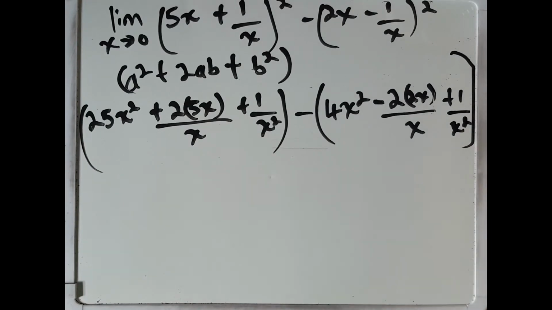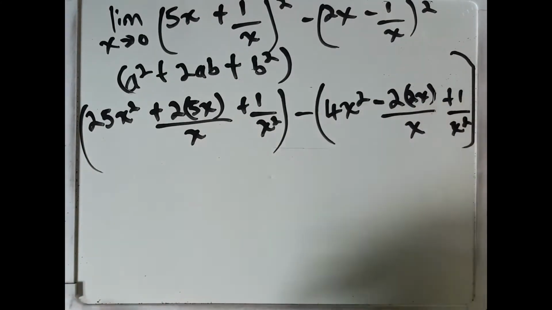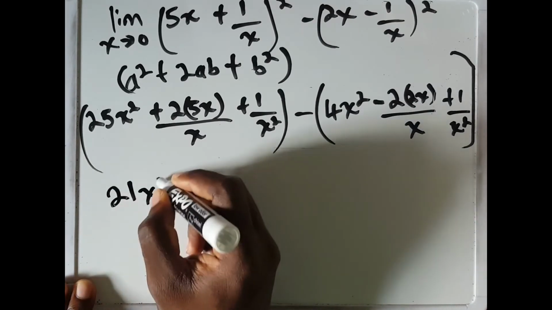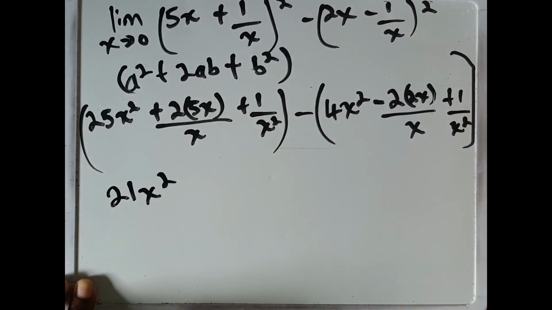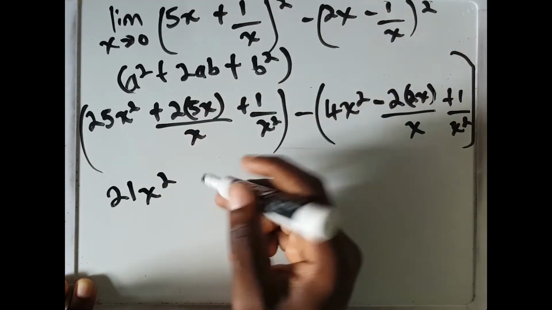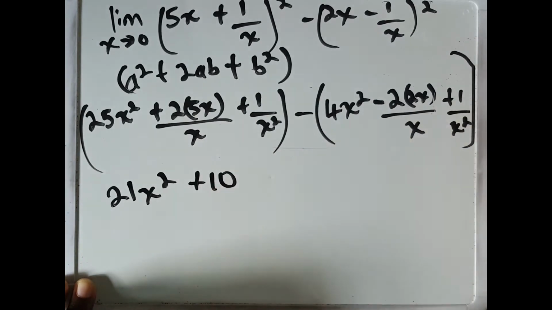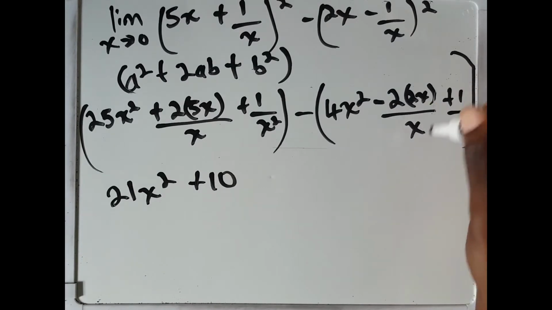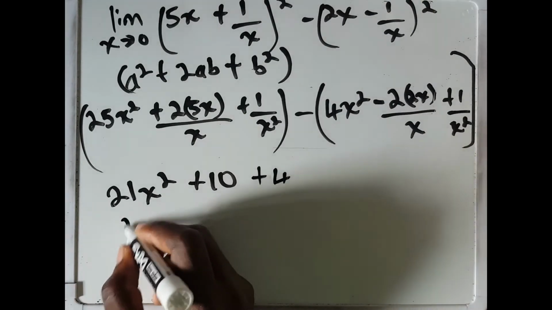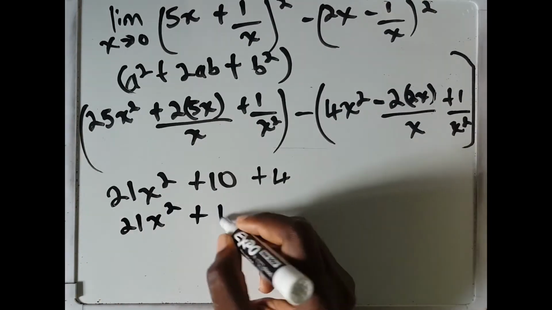Now I can simplify, just grouping like terms. I have only 2 x squared terms, so I can subtract because the subtraction sign is right here. 25 minus 4x squared, I'm left with 21x squared. These x cancel, so I have 2 times 5, which is 10. And these cancel each other, right? Now for this term, x cancels x here. So 2 times 2, 4, giving me 21x squared plus 14.